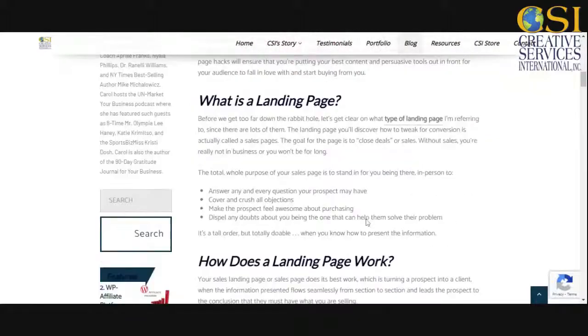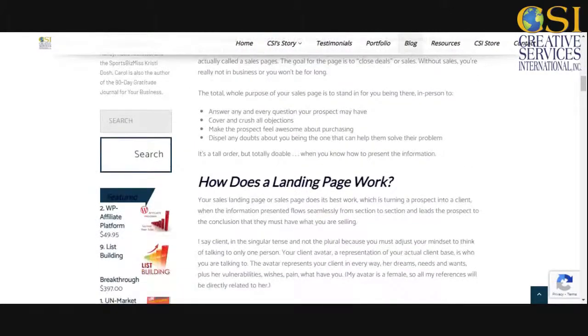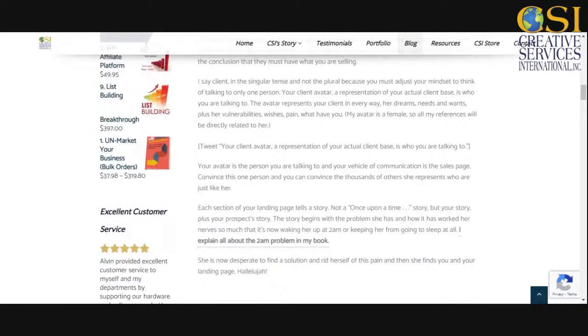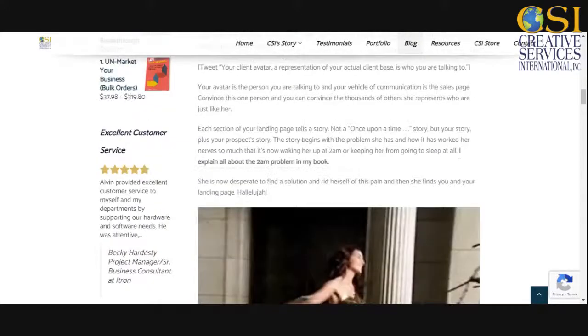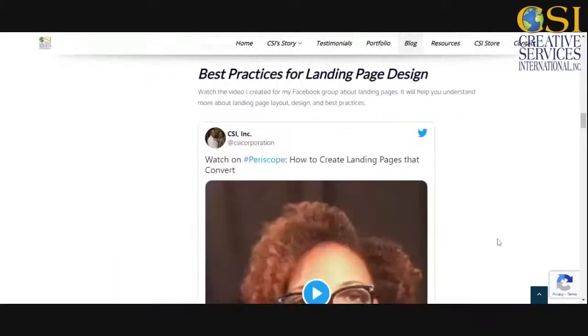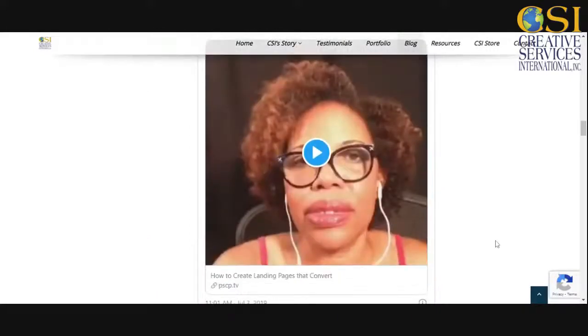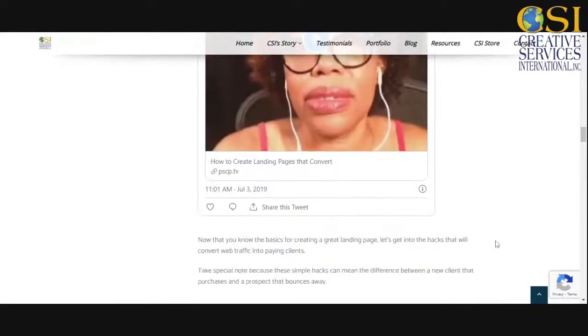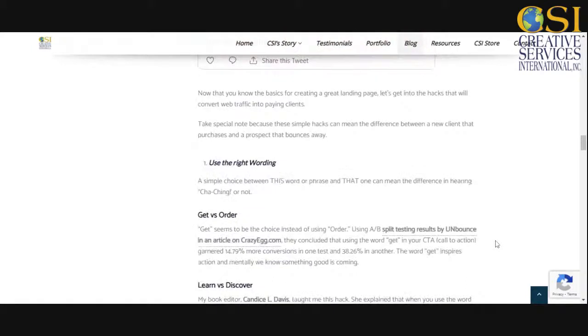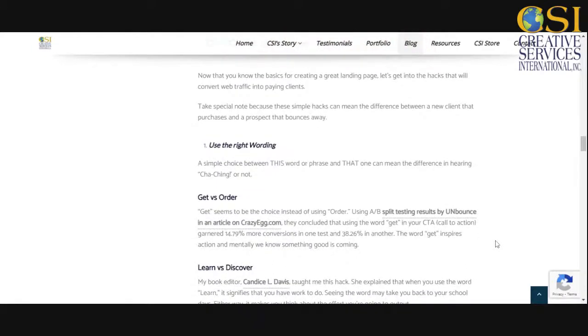So this just explains what a landing page is, how it works, how joyful people are when they get on your landing page and they know that you've sold them, because no one likes to be sold, but people like to buy. Okay, so number one thing you want to do is use the right wording.